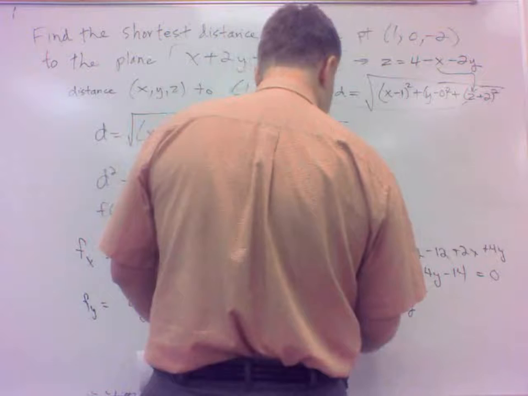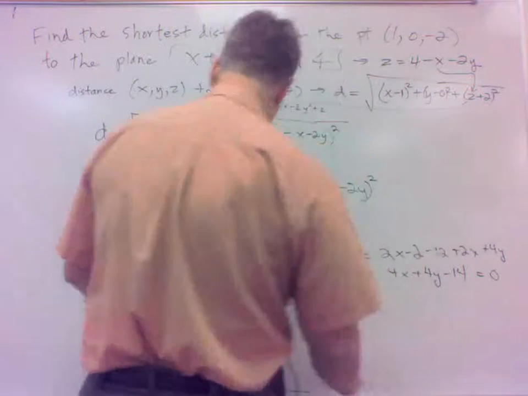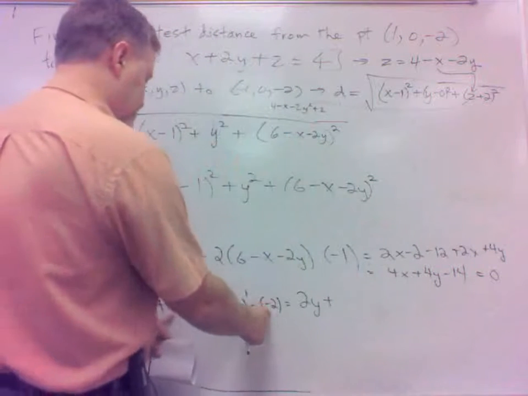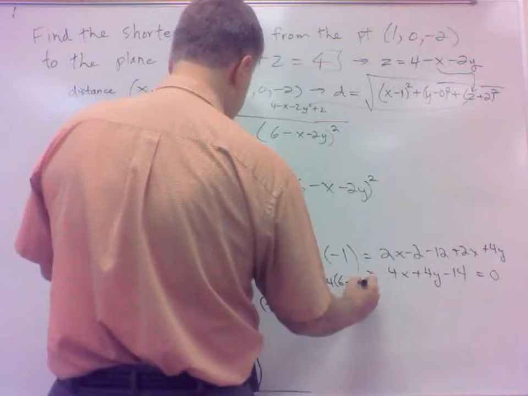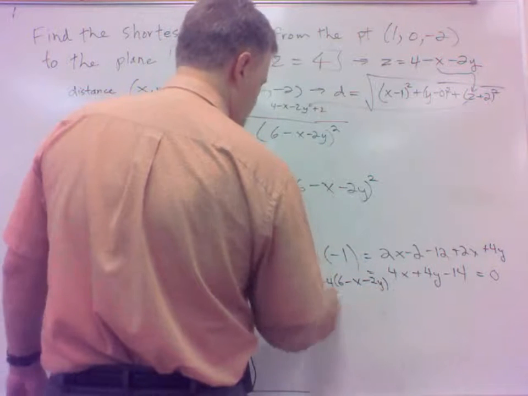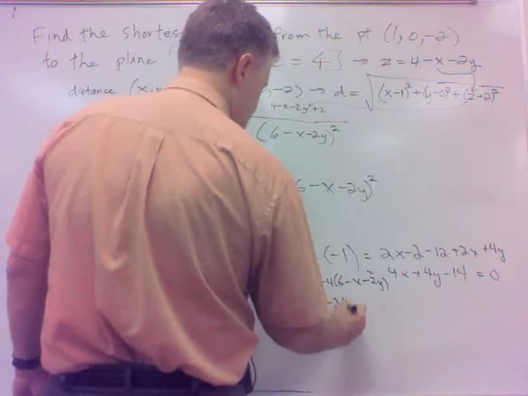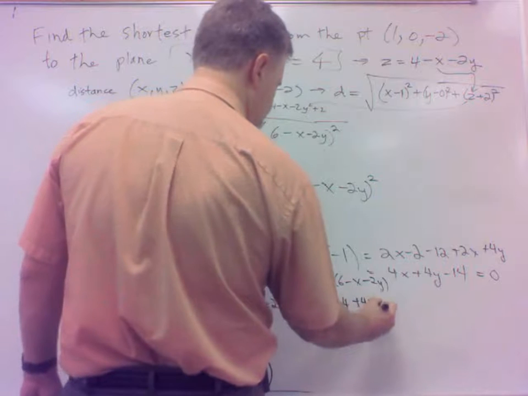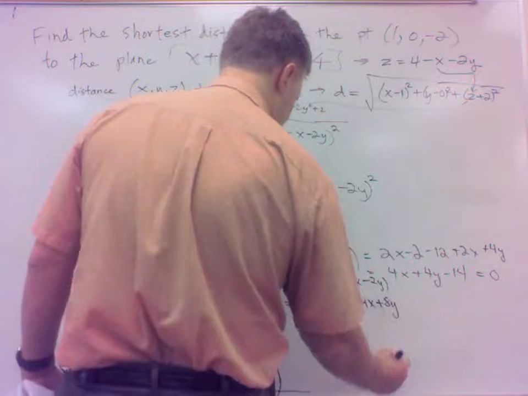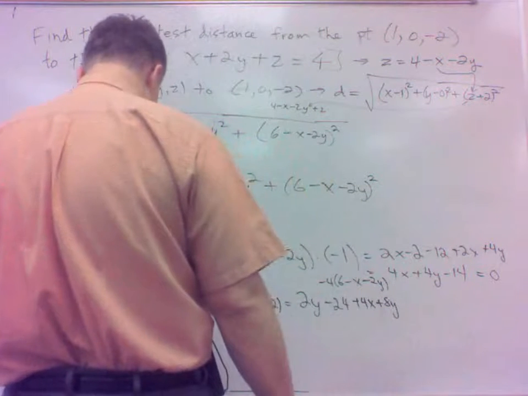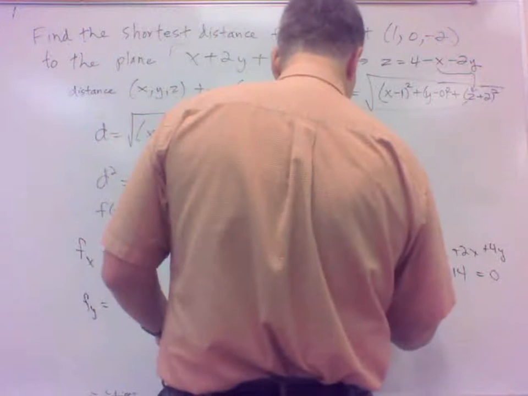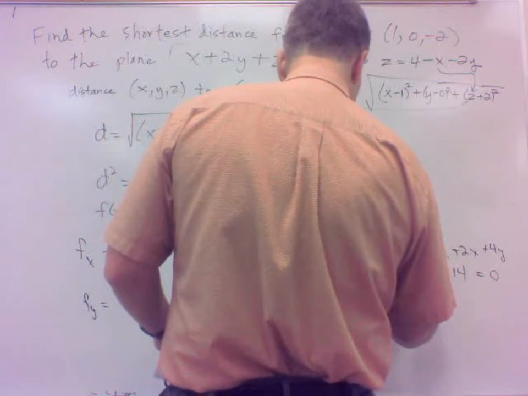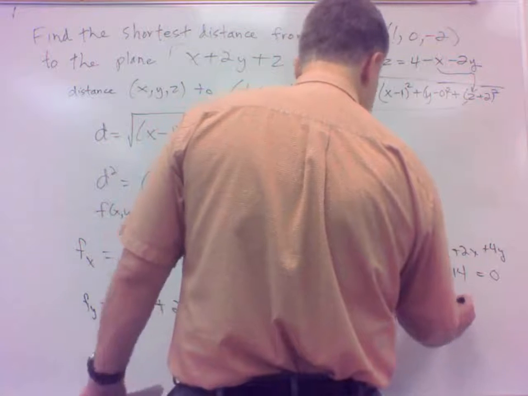2y, I forgot my, this will be minus 4, won't it? Times 6 minus x minus 2y. So that would be minus 24 plus 4x plus 8y. Yeah. It would be 4x plus 10y minus 24.